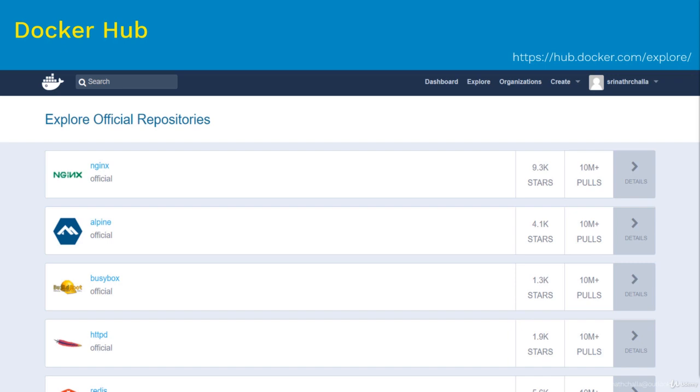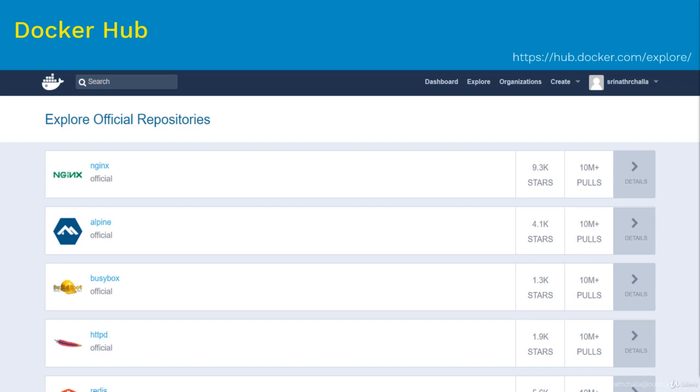Approximately how many repositories are there inside Docker Hub right now? As of this recording, there are more than 300,000 repositories out there on Docker Hub. The average downloads of images per day from Docker Hub is over 5 million. That is 5 million downloads per day. And it is almost 2 billion Docker image downloads per year from Docker Hub. So that's how big and popular Docker Hub is.